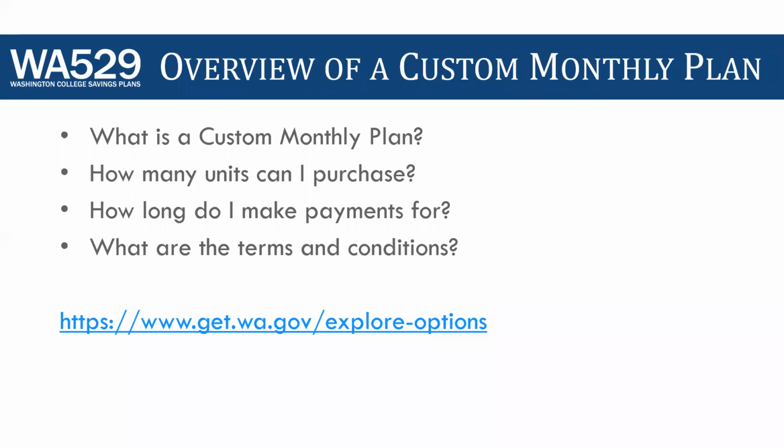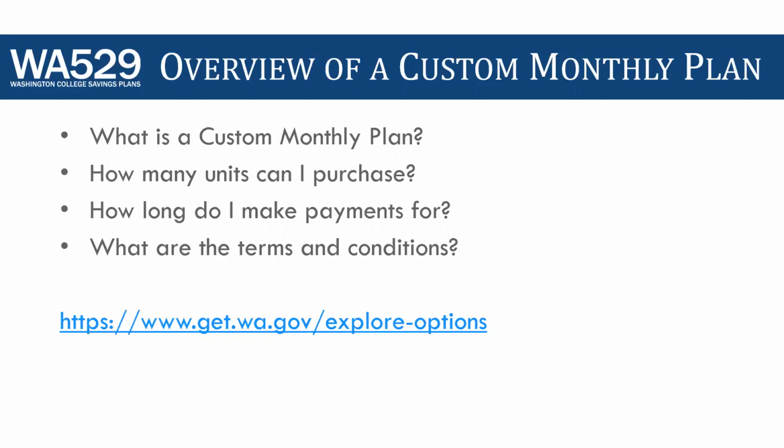Here is a brief overview of a custom monthly payment plan. Custom monthly plans are designed for you to make monthly payments over time to purchase a specific number of units. They range from 50 to 800 units and increase in 50-unit increments. Depending on the age of the student, you can finance the contract anywhere from 1 to 18 years. The contract must be open for 2 years and paid in full before it can be used.